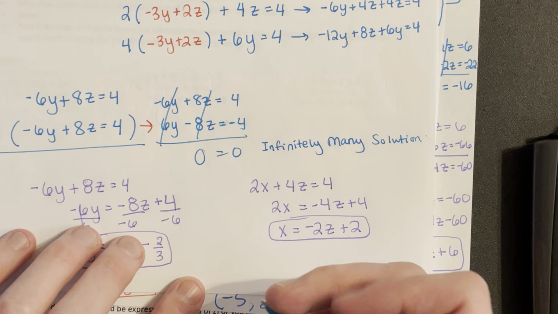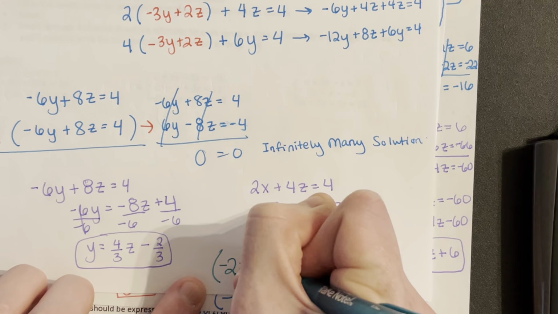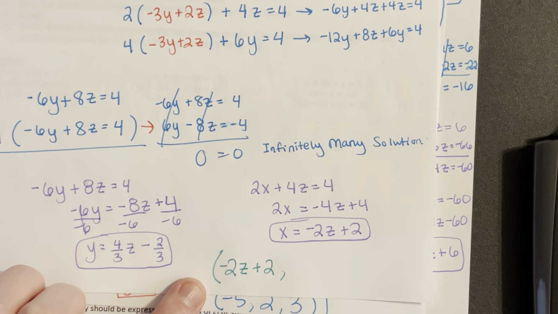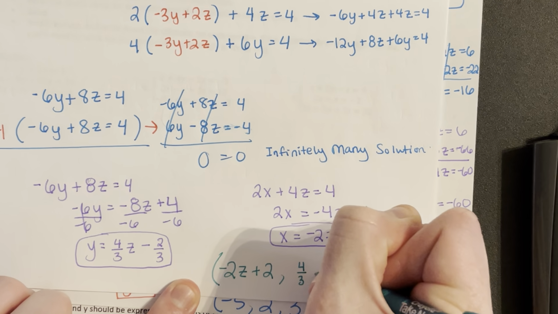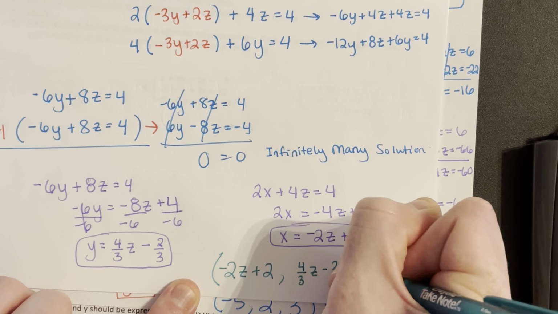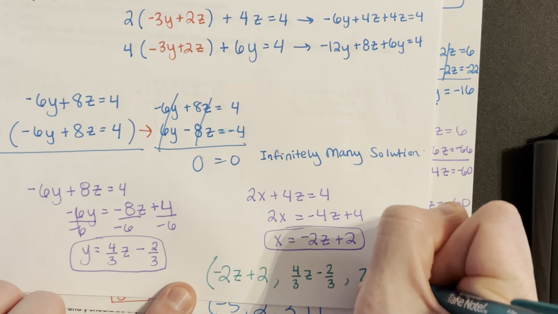Let's write that out as our final answer. So negative 2z plus 2 is my x value. Our y value is 4/3 z minus 2/3. And then z is just z.